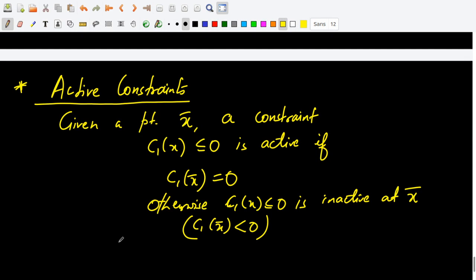And this terminology will come useful in a certain class of methods called active set methods, where we try to find out or we try to guess which constraints will be active at the optimal point, and then solve a system of equations or nonlinear equations for only those constraints and try to get the solution. Okay, this notion of active constraints is also very important when we talk about duality and sensitivity of the problem to constraints.